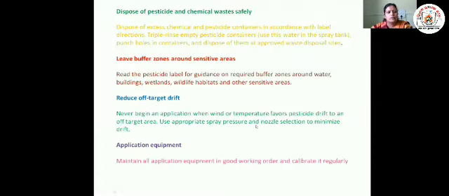Then reduce off-target drift. Never begin an application when wind or temperature favor the pesticide drifting to an off-target area. Use the appropriate spray pressure and nozzle selection to minimize the drift. And next is the application equipment. Maintain all the application equipment in good working condition and calibrate it regularly.